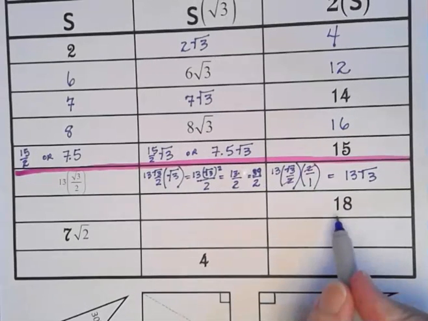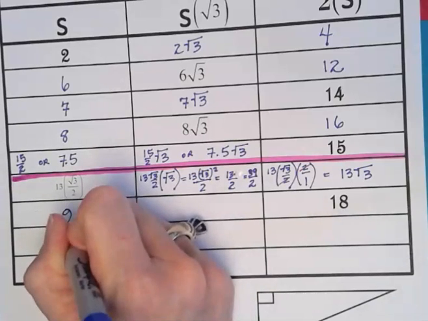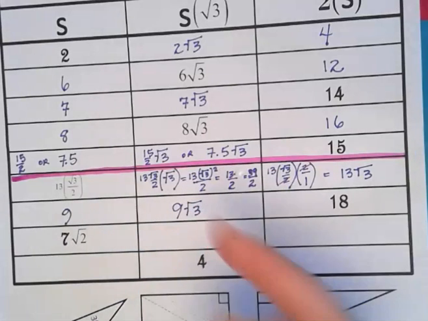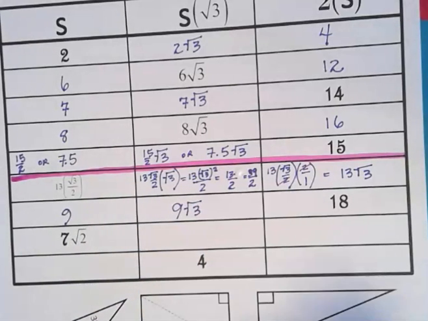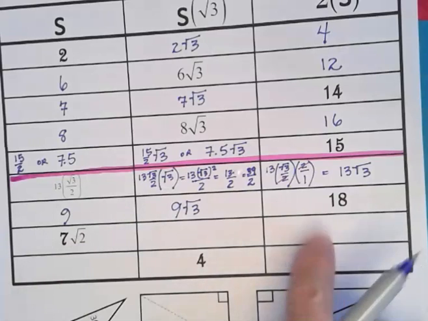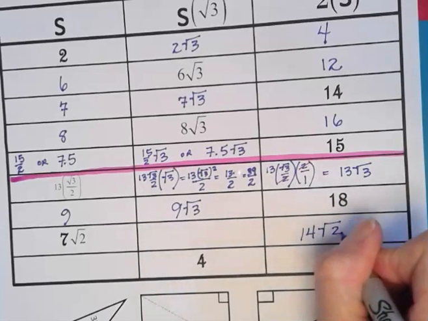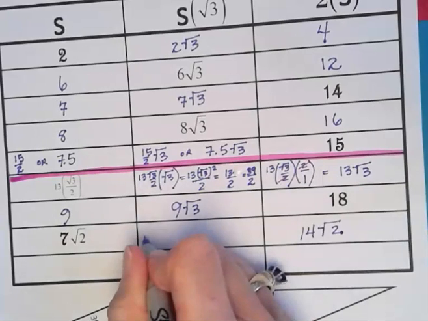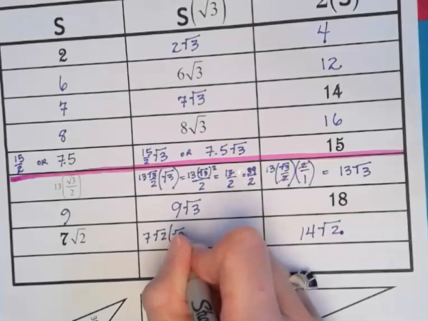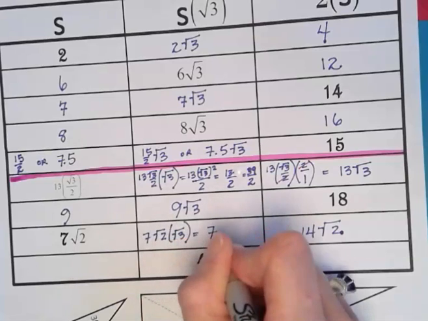Let's look at this one. The hypotenuse is 18. We take half of it to get the short leg, and we do the short leg times square root of 3 to get the long leg. If the short leg is 7 square roots of 2, we have to double it to get the hypotenuse. That's 14 square roots of 2. To get the long leg, we do 7 square roots of 2 times the square root of 3. That means square root of 2 times square root of 3 is square root of 6.